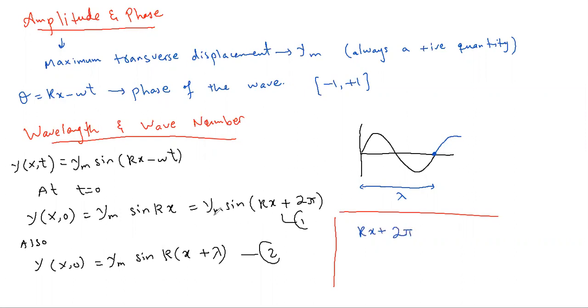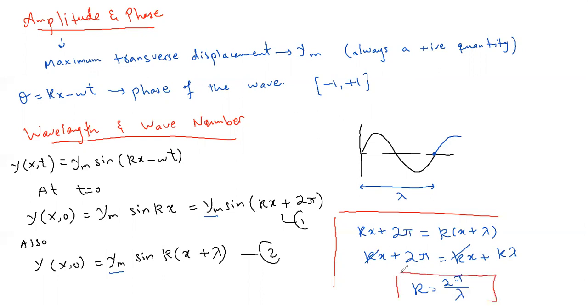If I compare, this term will cancel with this term, sine will cancel with this sine, and these are just going to cancel out in comparison. So sine of kx plus 2 pi equals sine of k into (x plus lambda). So kx plus 2 pi equals kx plus k lambda. This is going to cancel with this quantity, and we can figure out that k equals 2 pi by lambda. This is our earlier definition of wave number that I posed a moment ago.